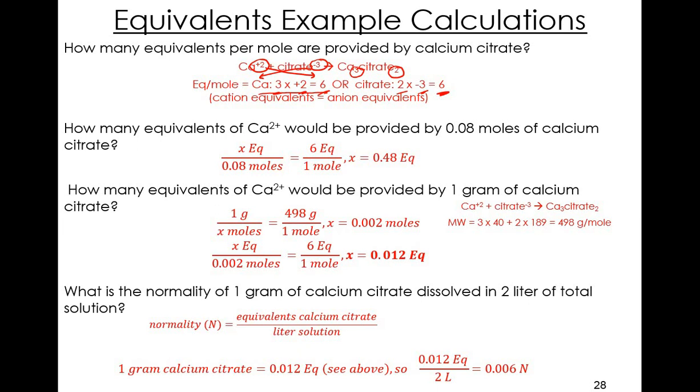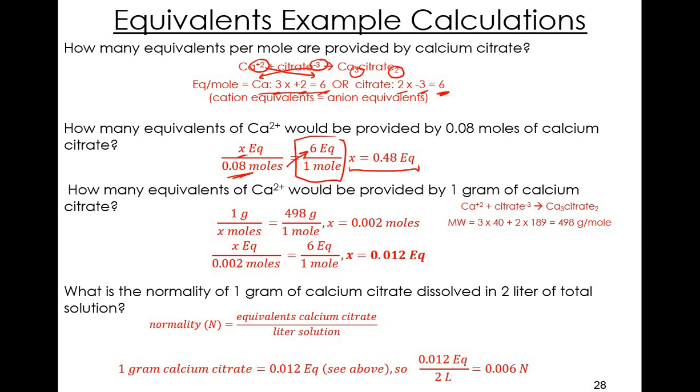How many equivalents of calcium would be provided by 0.08 moles of calcium citrate? So this is where we can use our conversion factor, 6 equivalents per mole, and we want to know how many equivalents are provided by 0.08 moles. Crisscross, don't need to cross. 0.08 times 6, that's 0.48 equivalents from 0.08 moles.